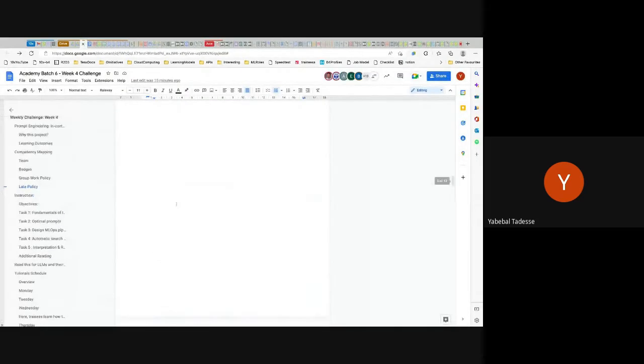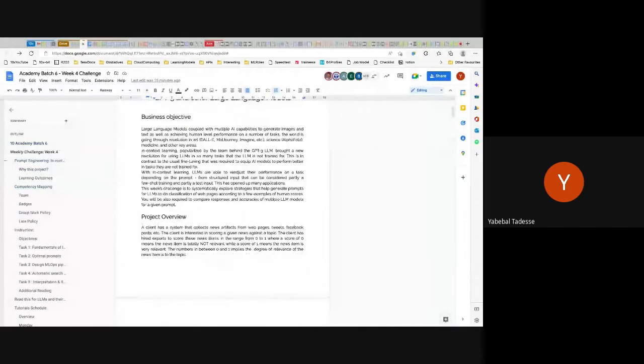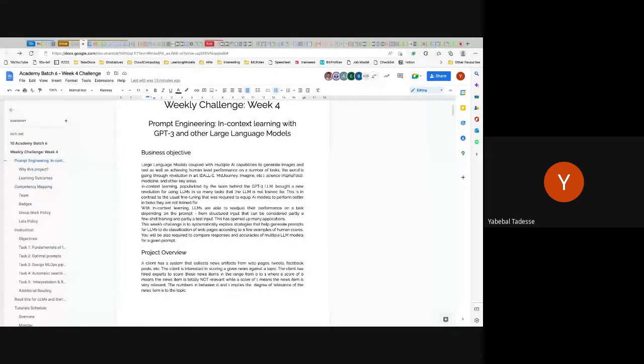Okay. This current week's project is about prompt engineering and in-context learning with GPT-3 and other language models. The main reason we are doing it is because a new era is coming where model generation becomes a problem, because it requires so much money, so much resource and so much skill.